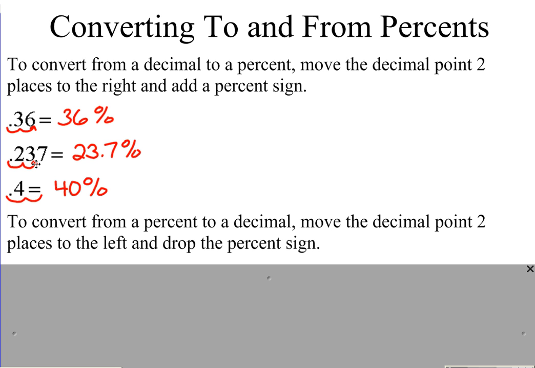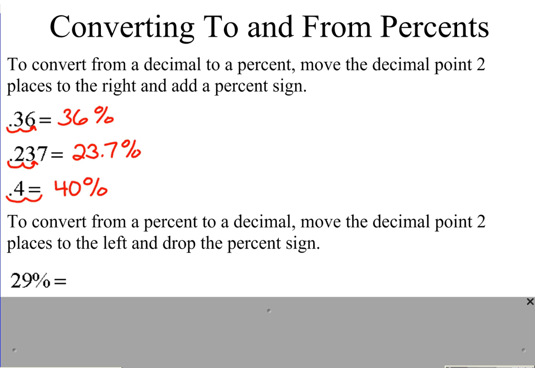If we want to go the other direction, convert from a percent to a decimal. Now, since we're going the other direction, we move the decimal point the other direction. Move the decimal point 2 places to the left and drop the percent sign. 29%. When there is no decimal point given in a number, remember it is understood to be at the end of the number. So even though it's not written, there is a decimal point right here behind the 9. Move it 1, 2 spots to the left, 0.29, drop the percent sign.